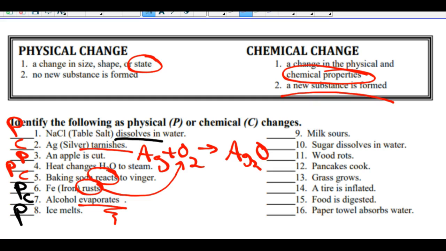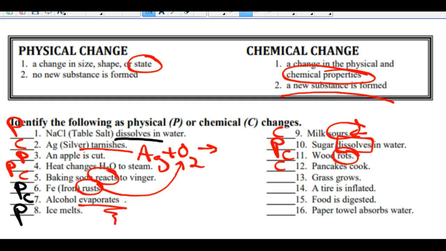I don't know why it changes black in that corner. Milk sours, alright, this is no longer milk, it's now gross, so some sort of reaction has happened, so that's chemical. Dissolving, please make sure you know that's physical. Wood rots. Anytime something sours or rots, that's a chemical breakdown of its compounds. Pancakes cook. We're using heat to cause a chemical reaction to change. If you don't believe me, drink pancake mix and eat a pancake and tell me they taste the same.